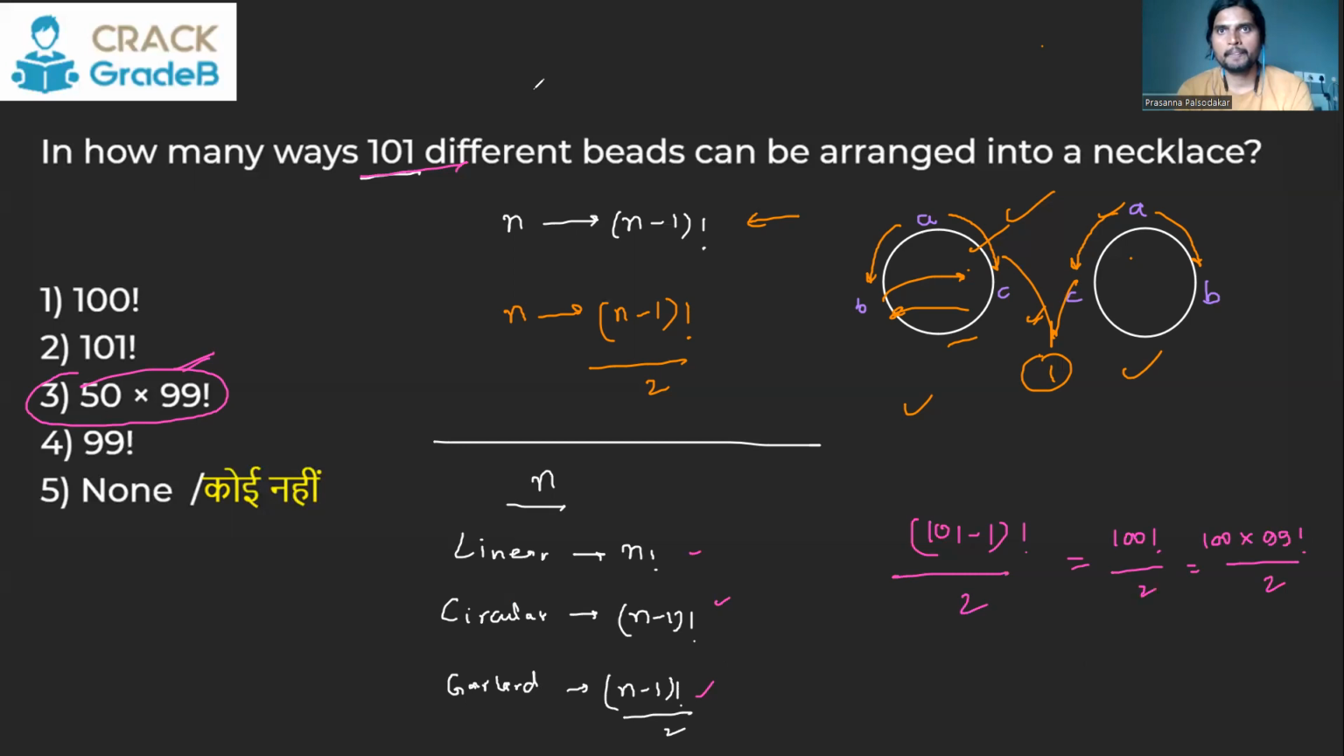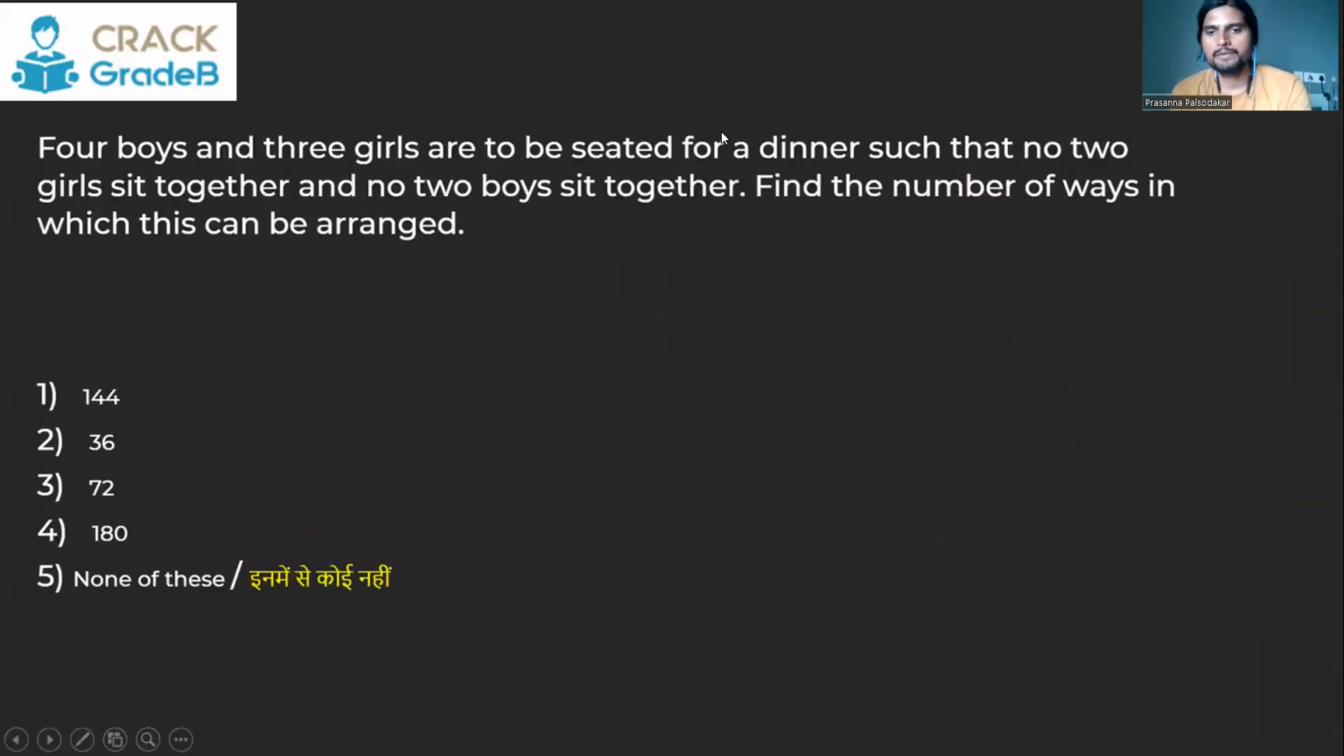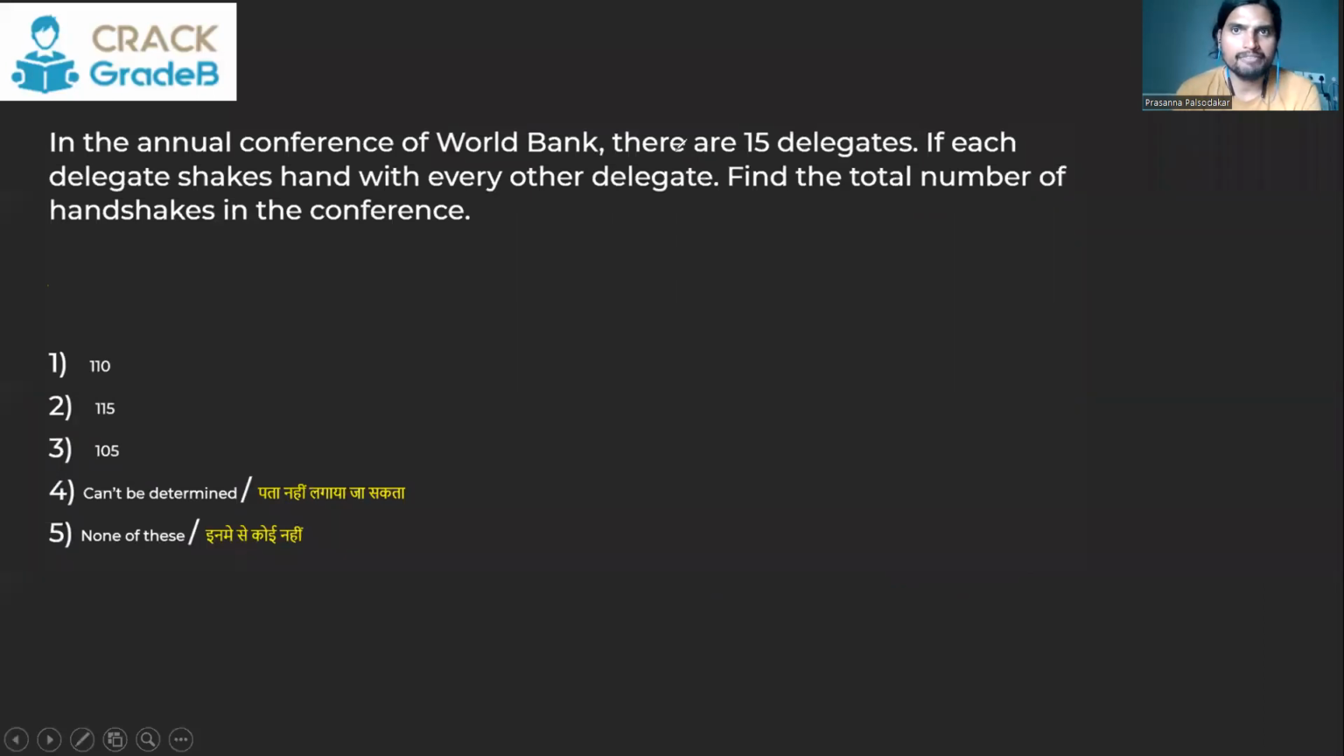Let's see one more. In a conference of the World Bank, there are 15 delegates. If each delegate shakes hands with every other delegate, find the total number of handshakes in the conference. So if there are 15 members, 1, 2, 3, 4, up to 15, and you want to count the number of handshakes, you know any two are going to shake hands with each other.